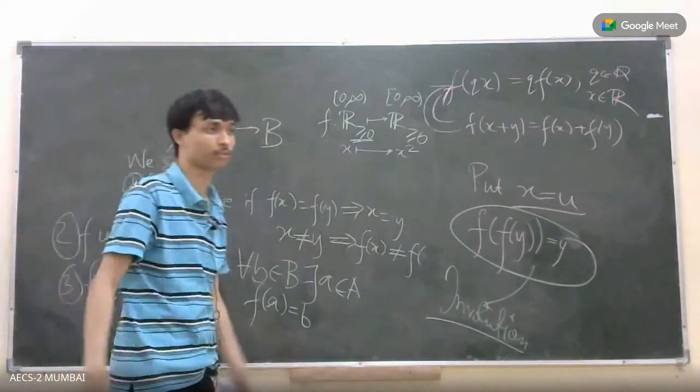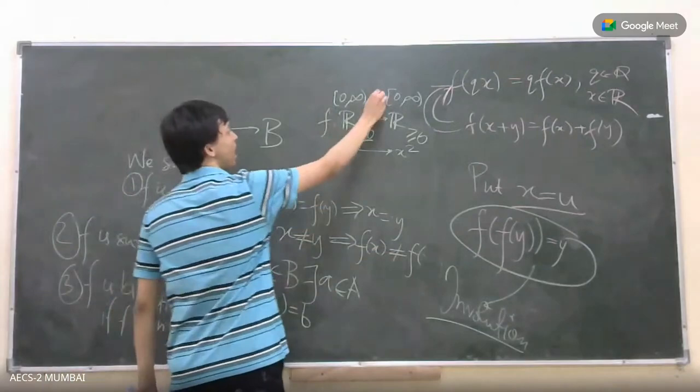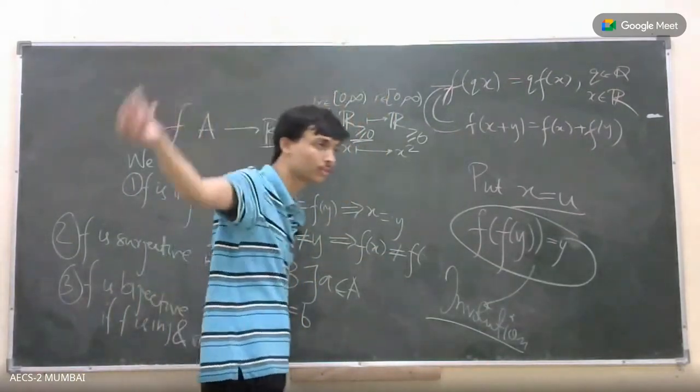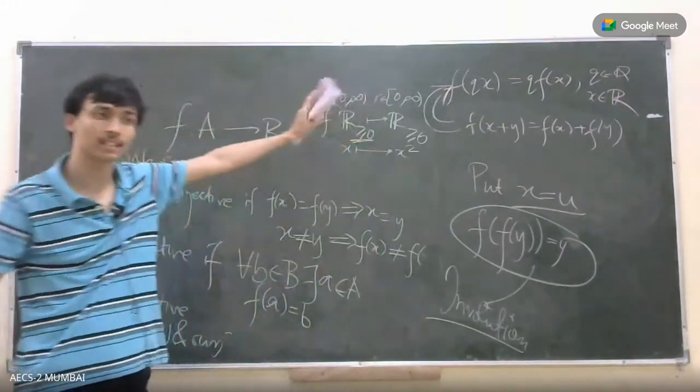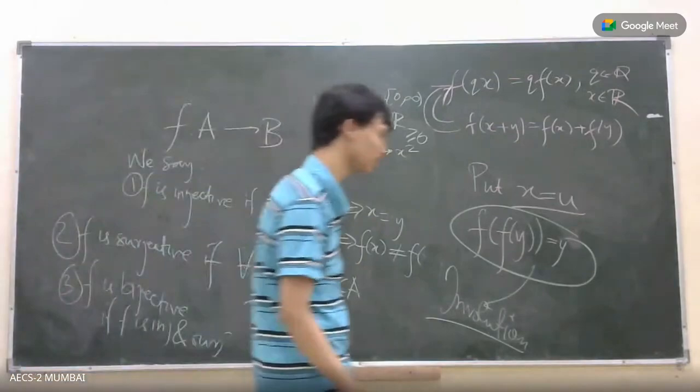Is it surjective? Yes. Why? Because for any r in the codomain, root r is in the domain. So because it is injective and surjective, it is bijective. Okay.